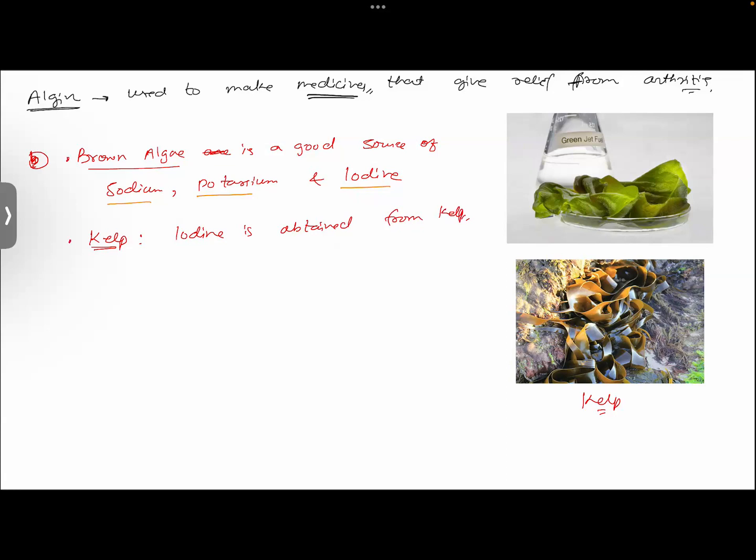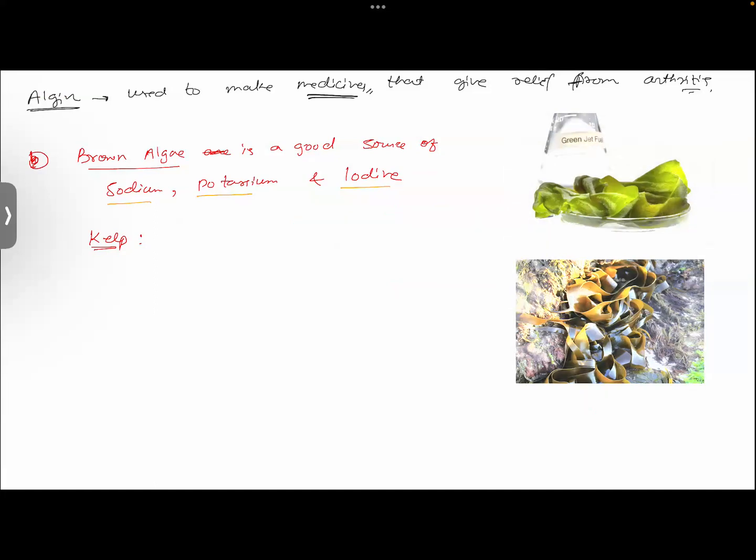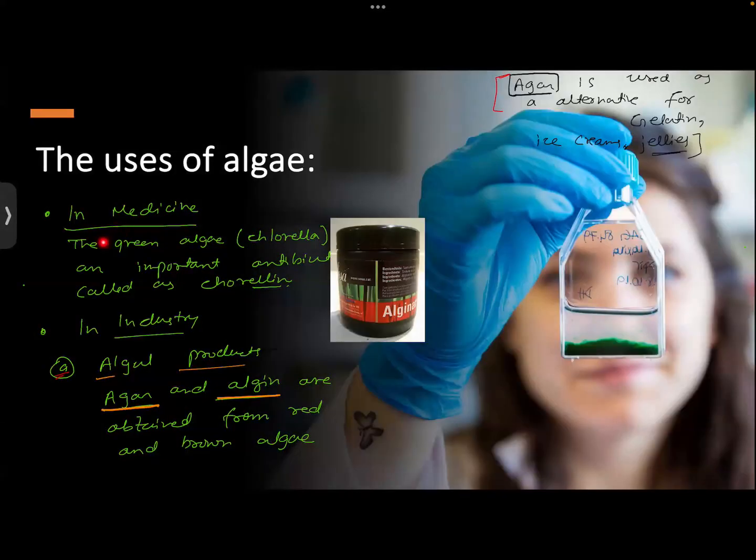These are some of the other uses of alga. So far we have learned that an alga named chlorella will be used to make an antibiotic called chlorellin. Then you have some algal products like agar and algin that would be obtained from red and brown alga. Agar, which is obtained from red alga, is used as an alternative for gelatin. Gelatin is used as a thickener for soups. So you can replace gelatin with agar.